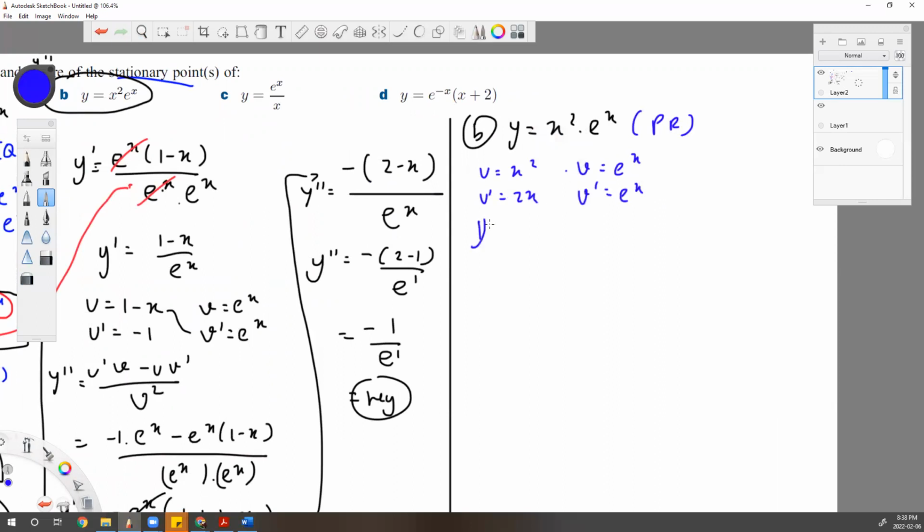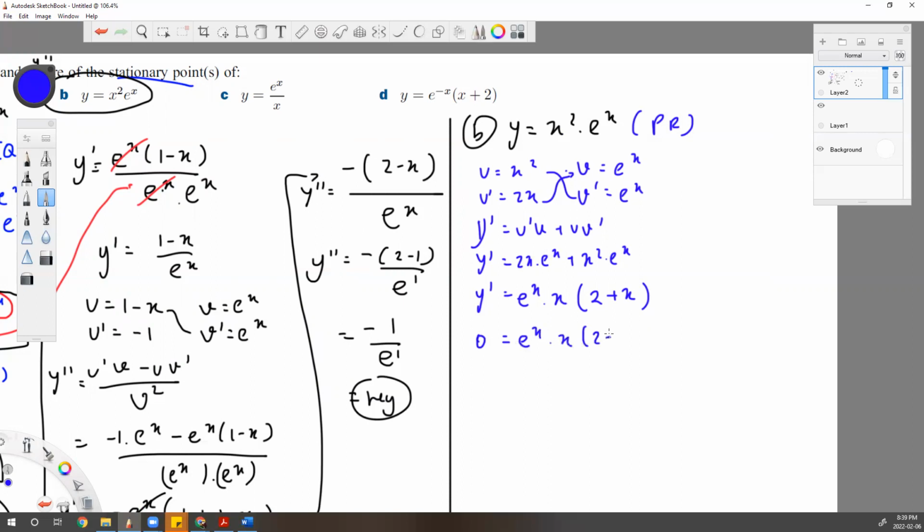The product rule formula, y'(x) equals u'v plus uv'. So here, 2x times e power x plus x squared times e power x. And we can simplify, take out the common factor e power x times x, and 2 plus x. And then it has to be 0. e power x times x, 2 plus x. The x will equal 0 and -2.